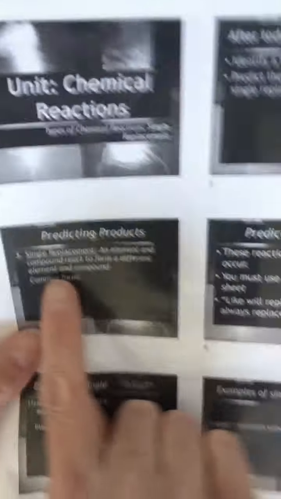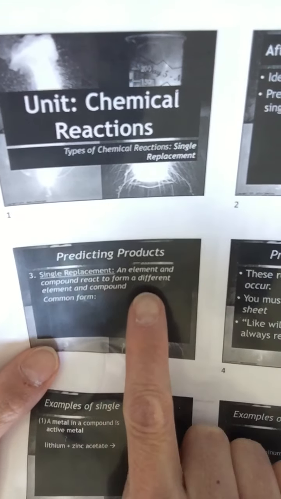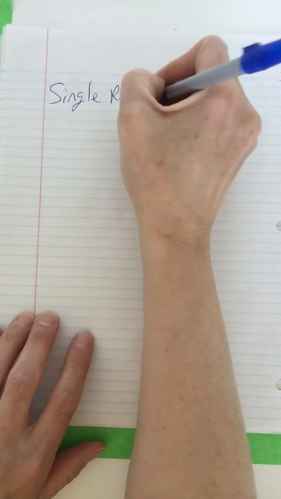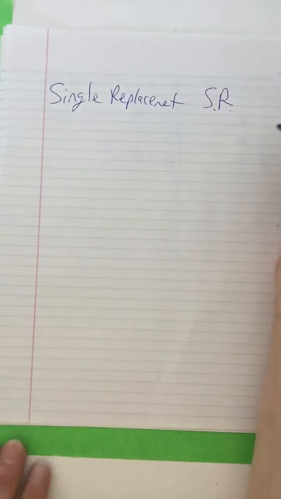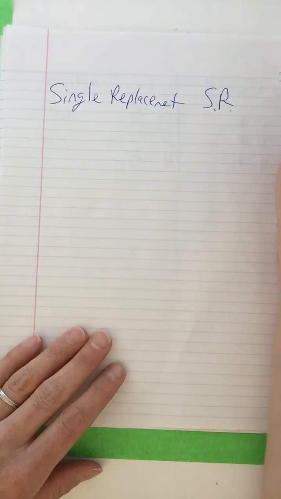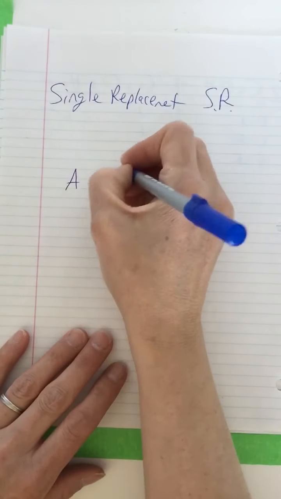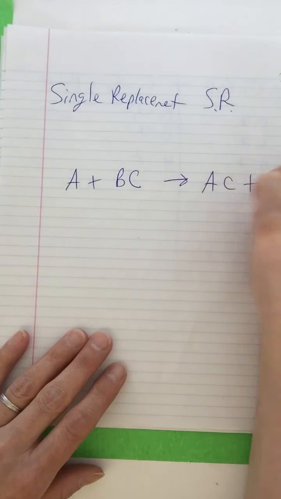So what a single replacement is: an element and compound react to form a different element and compound. So this is what this looks like. Single replacement, or we just make it short and call it SR. Okay, so you'll see me write SR, single replacement. So what it is: A plus BC yields AC plus B.